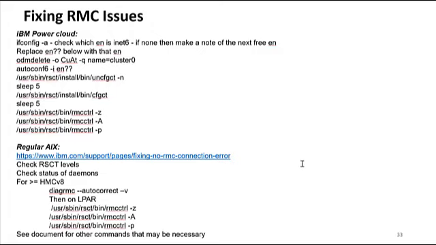And then you can go through with all the unconfiguration, etc. On a regular AIX LPAR and a regular server, I've given you the link to fixing the no RMC connection error. But you need to check your RSCT levels, check the status of your daemons, and then you can run diag RMC on the HMC, and then on the LPAR you're basically stopping and starting RMC. If that doesn't work, there's a whole bunch of additional steps that you can go through, and the document that I've got linked here will take you through what all those steps are.